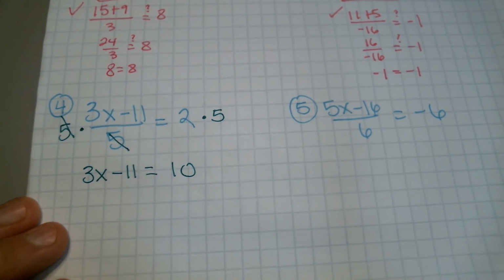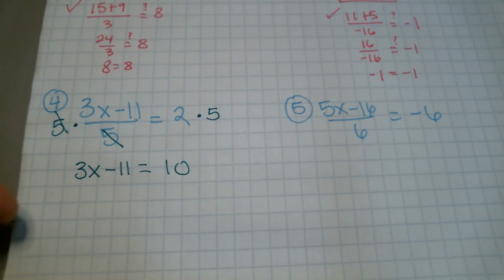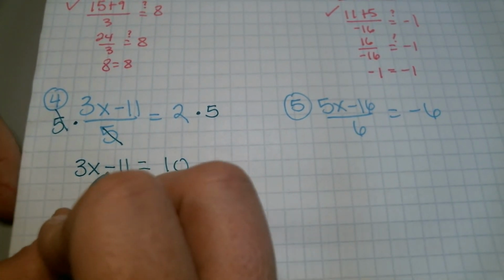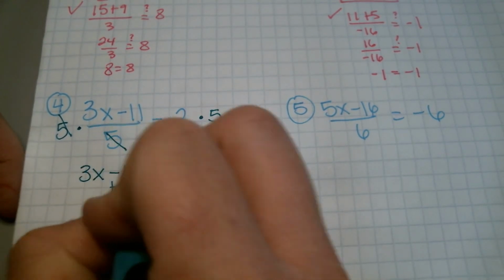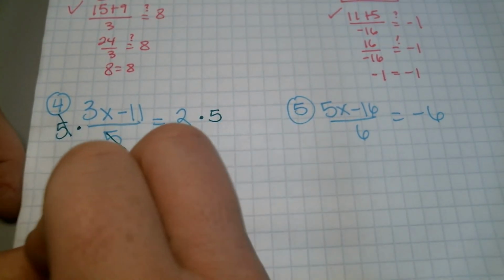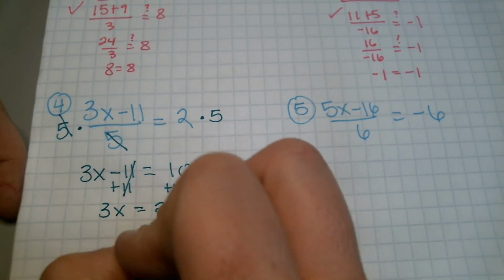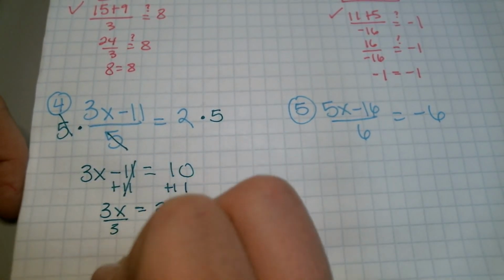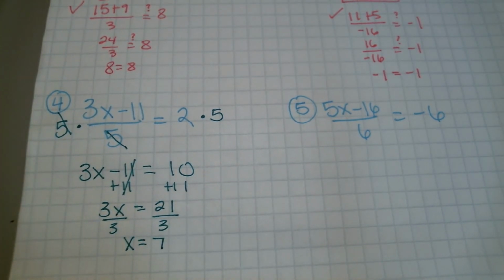Now, the only thing that makes this more difficult is that instead of having a one-step equation like we did in the previous examples, now we have a two-step equation. So I'm going to take the constant negative 11 and add its opposite to both sides. I get 3x, this cancels, 10 plus 11 is 21. And then divide by 3 on both sides, and we get x equals 7.